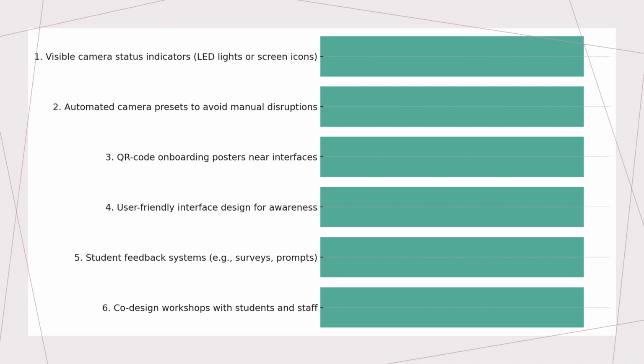So here we're talking about the design strategies to increase students' trust and agency in the camera classrooms. We'll start with the visible camera status indicators, which are LED lights or screen icons. Second, we'll talk about the automated camera preset to avoid manual disruptions. We have the QR code on board posters near the interfaces. We have a user-friendly interface designed for awareness, a students' feedback system, surveys, or prompts. And we have the co-design workshop with students and staff.